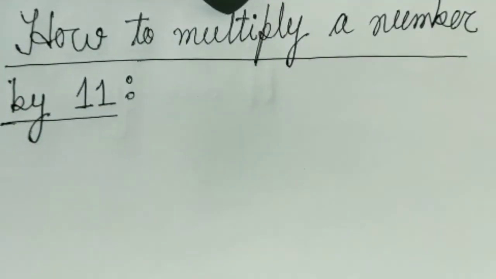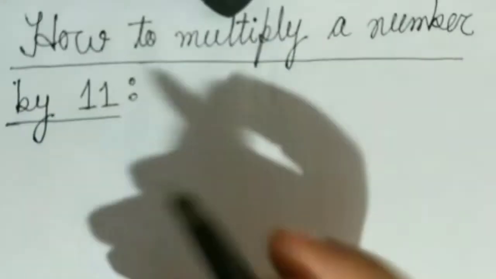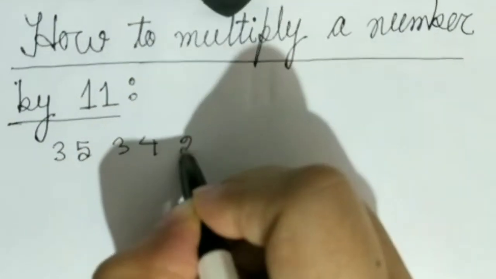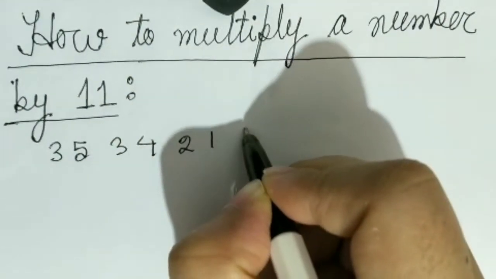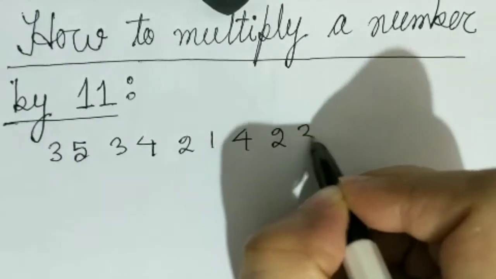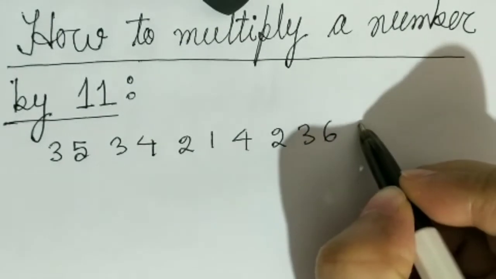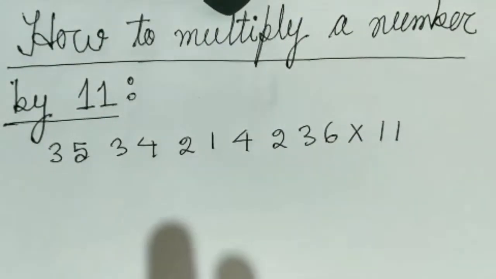Hi guys, today we will learn how to multiply a number by 11. A number means a very big number and we will do it within a second. Let's just take a number like 3, 5, 3, 4, 2, 1, any number 4, 2, 3, 6. It's a really big number and we will multiply it by 11.